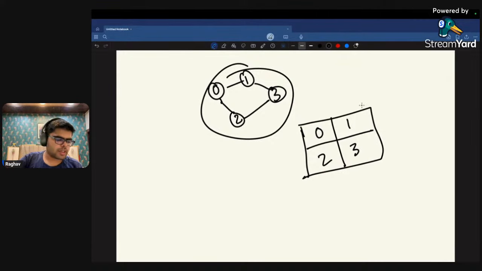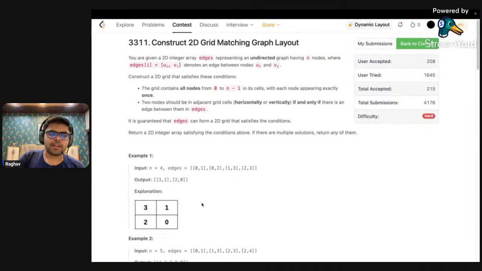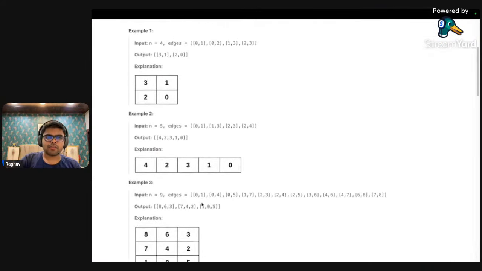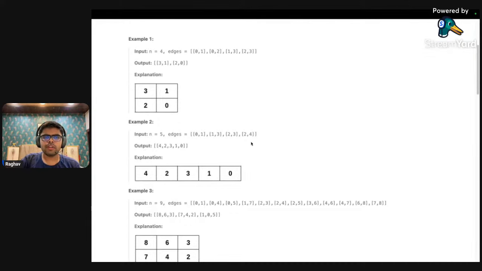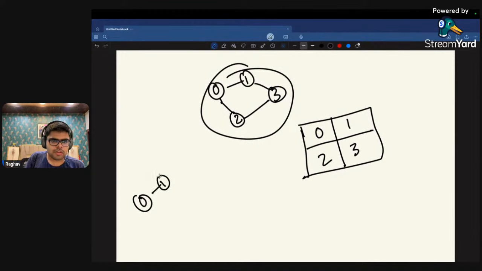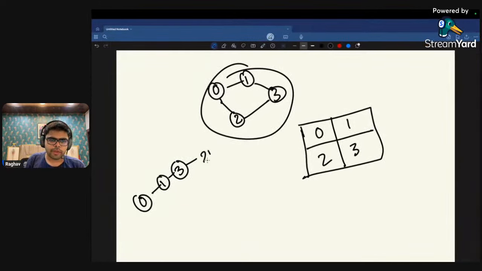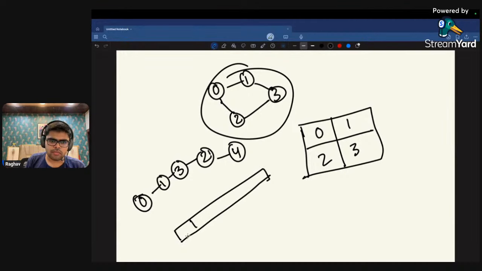Okay, so guys, if it's clear, that's good. So let's take another example. 0, 1, 1, 3, 2, 3 and 2, 4. These are the four nodes. Sorry, five nodes. So they can be represented as this: 0, 1, 3, 2, 4.